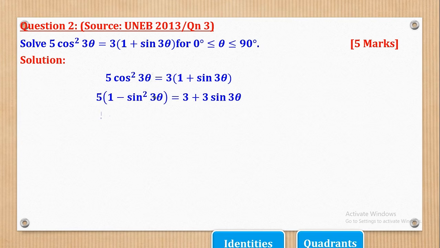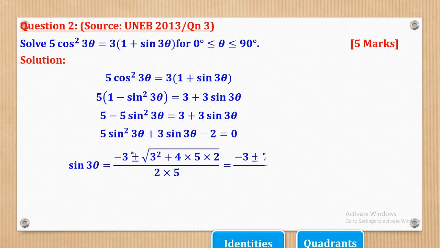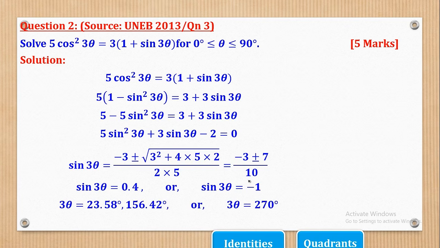Then from there I'll open brackets and collect like terms to get a quadratic. Now that quadratic I can use now bulldozer to solve. So when I use bulldozer, I'll come up with sine 3 theta equal to 0.4 or -1. Then I use the calculator to get the values of 3 theta.